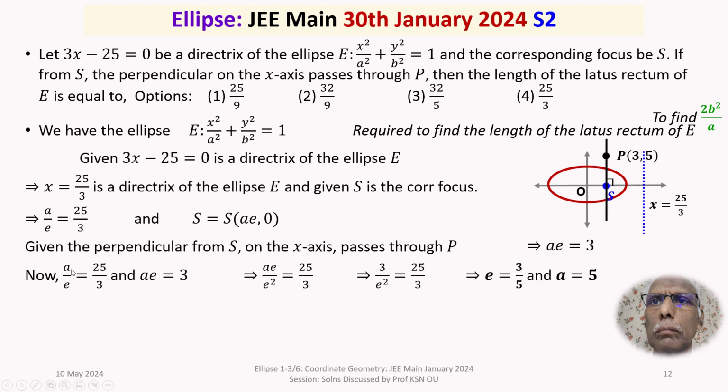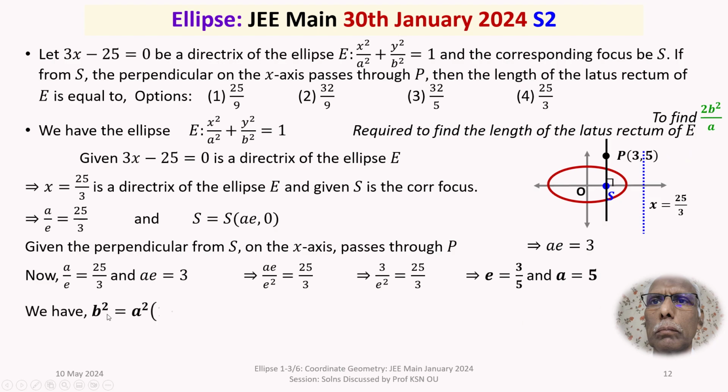Now, I have taken a by e is equal to 25 by 3. Multiply both numerator and denominator by e. Then you will get ae by e square is equal to 25 by 3. But I know ae is 3. So, 3 by e square is equal to 25 by 3. So, e square will be equal to 9 by 25. So, e will be equal to 3 by 5. Eccentricity is positive. And now take e is equal to 3 by 5, substitute in ae and solve for a, you will get a is equal to 5. So, we got a. And to find the latus rectum of the ellipse, we must get b also.